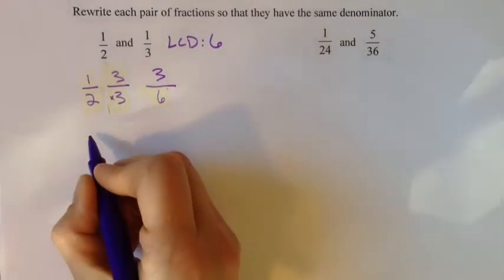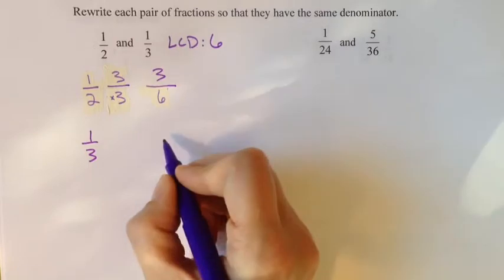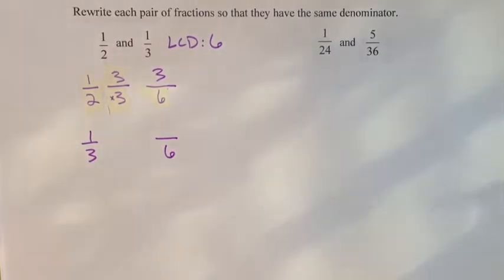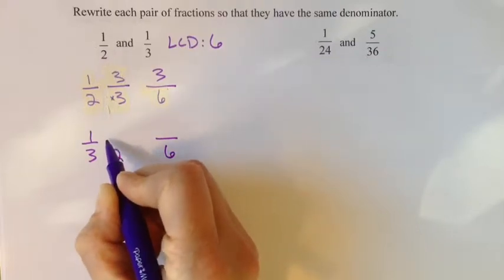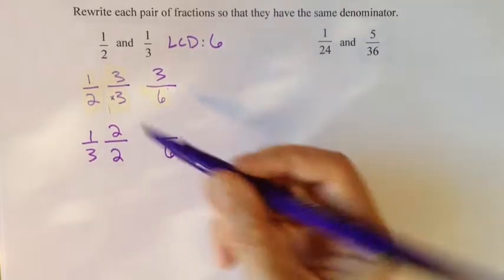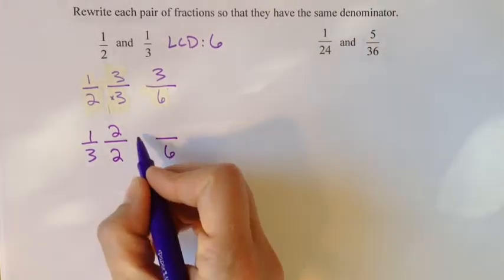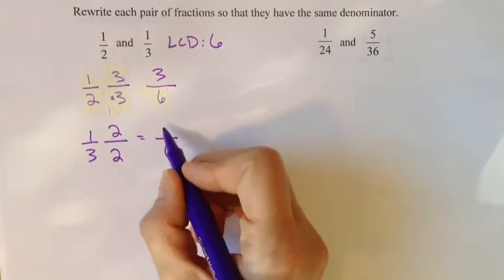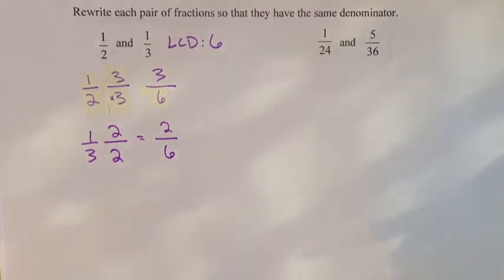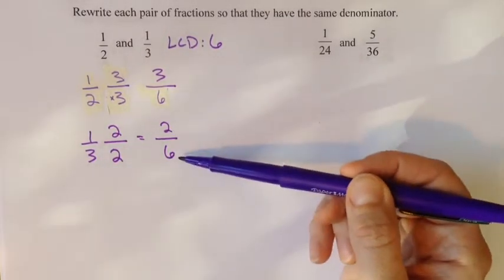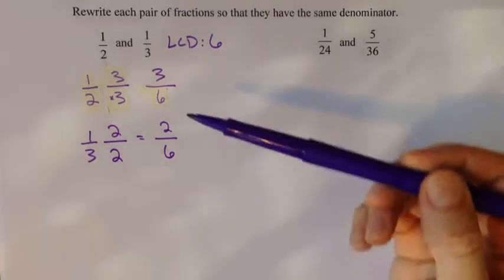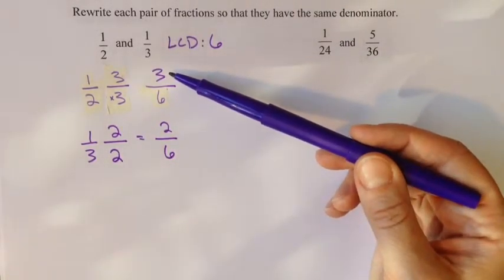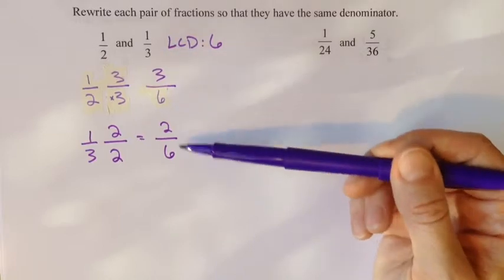Now we can do the same thing with 1/3. I start with 1/3. I want to get to the least common denominator of 6. I need to multiply the 3 by 2 to make that happen. But I have to do the same thing to the top so that I'm not actually changing anything. Now when I multiply across, 1 times 2 is 2, and 3 times 2 is 6. Again, notice that 2 over 6 is the same number as 1 over 3. We haven't fundamentally changed anything. We've just changed how it looks. So now we've rewritten our two fractions to have the same denominator. 1/2 is the same as 3 over 6, and 1/3 is the same as 2 over 6.